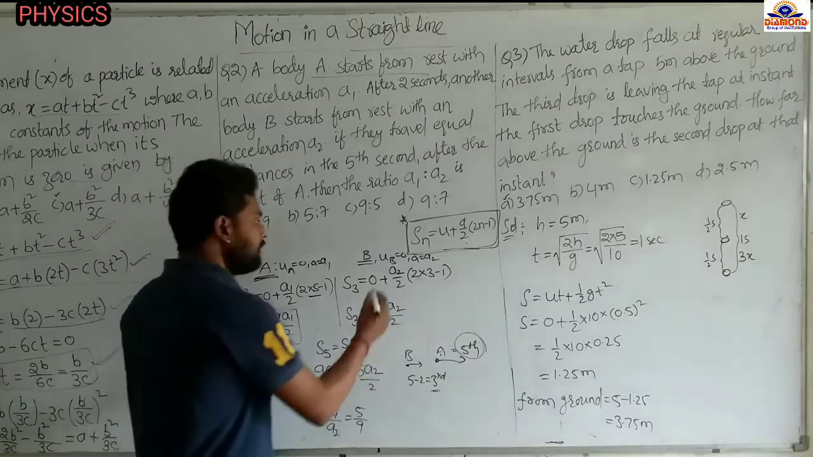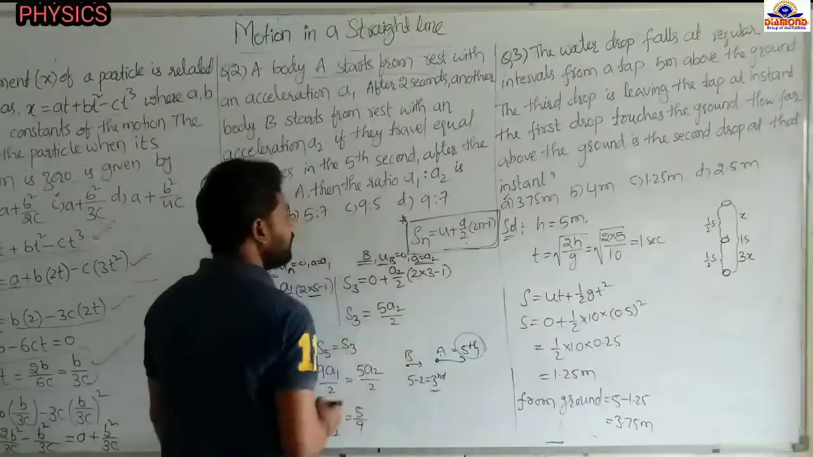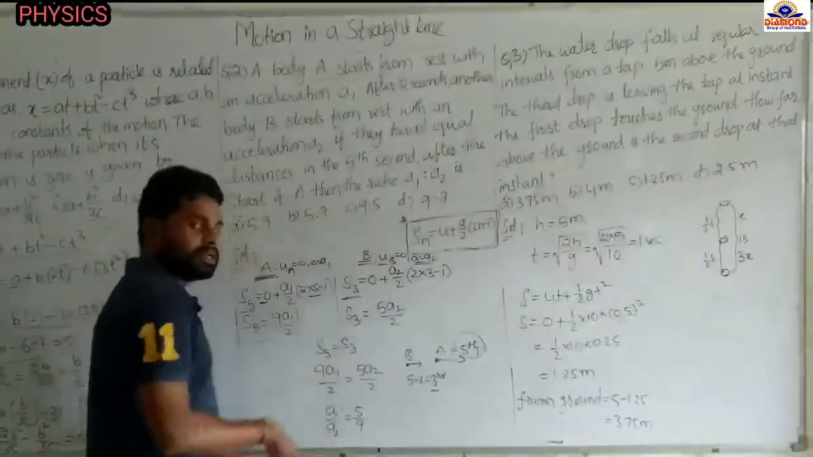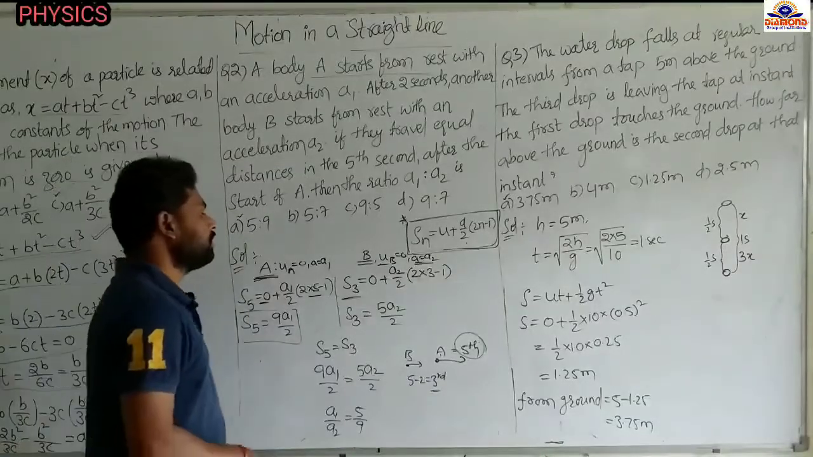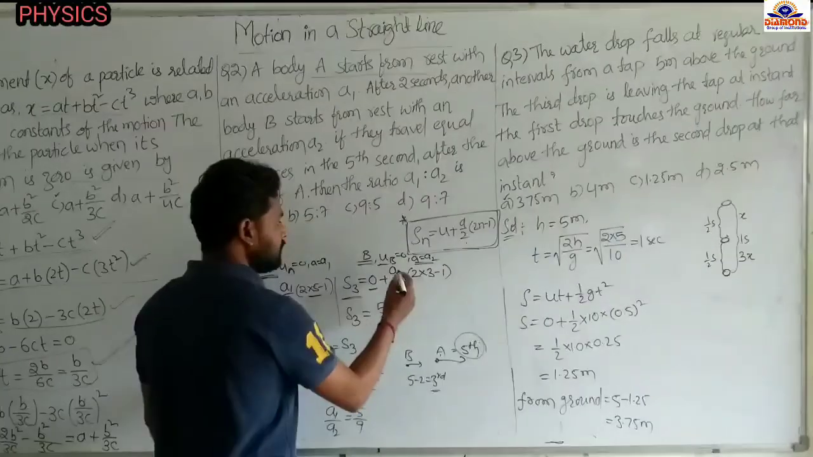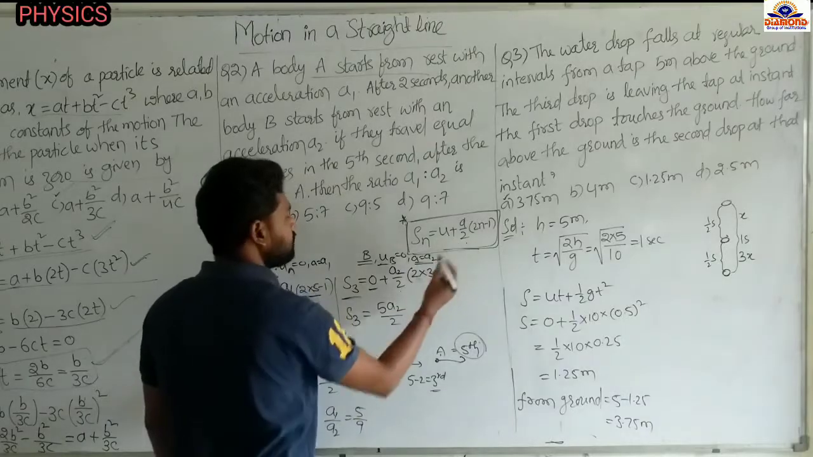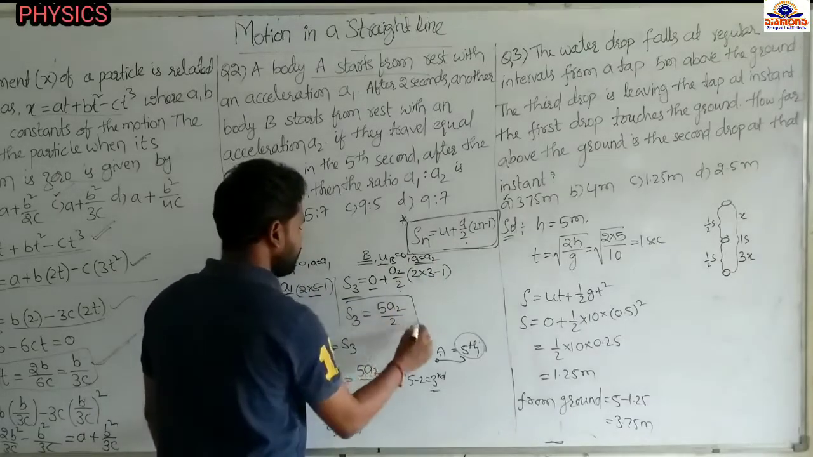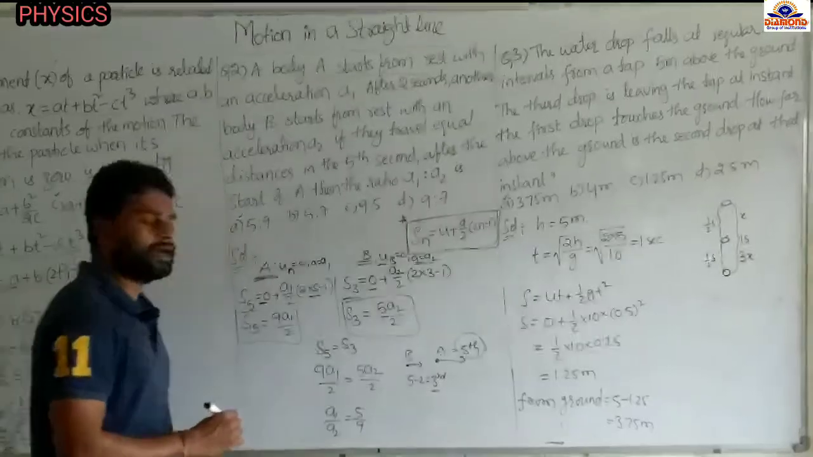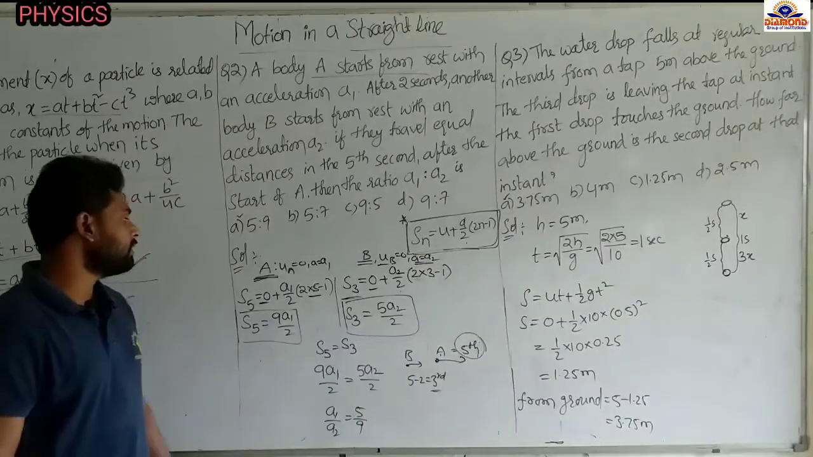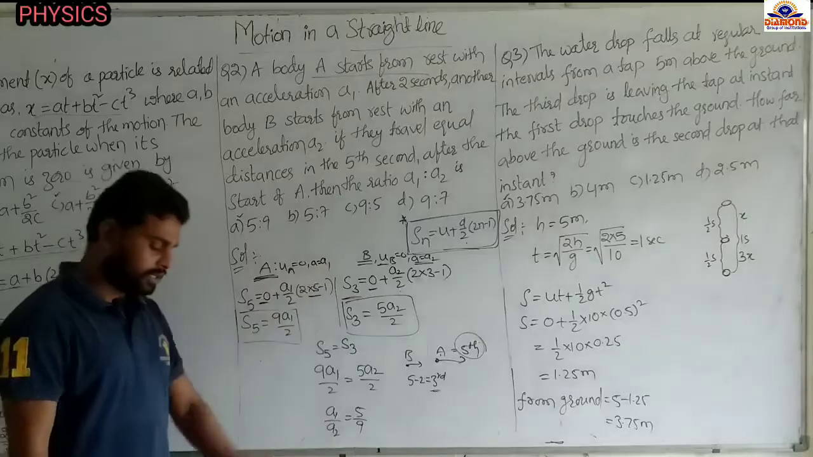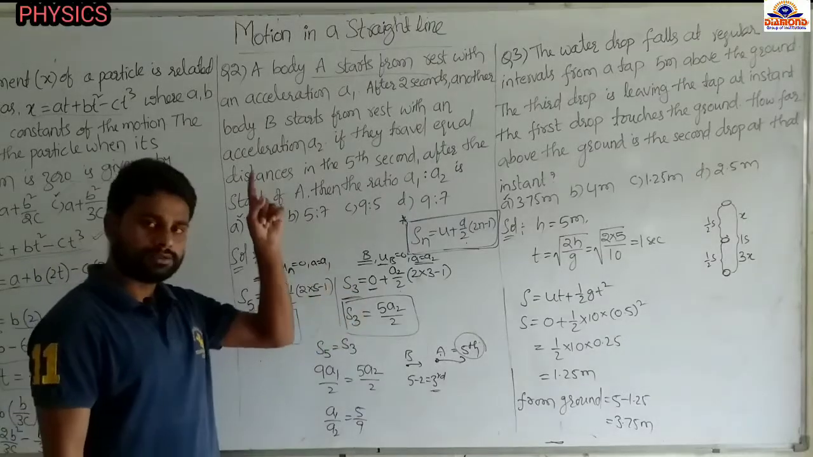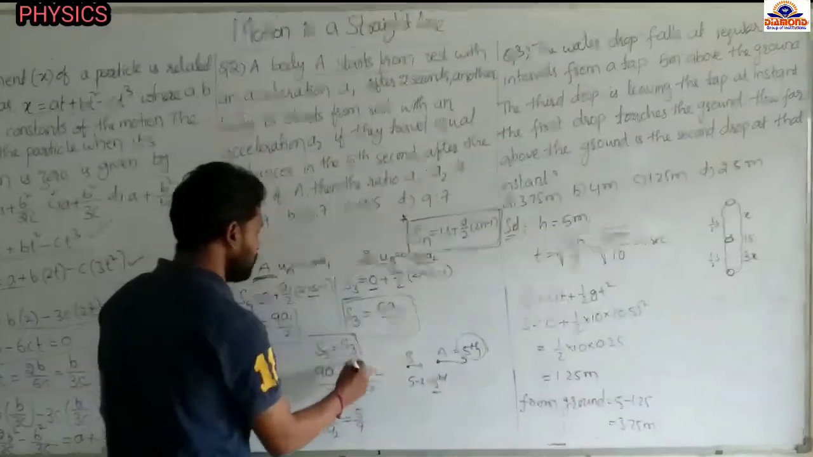Now B's initial velocity is 0, acceleration is a2. Now the 3rd second, the distance covered by the B particle. Initial velocity 0, acceleration a2 by 2 into 2n minus 1, 2 into 3 minus 1. On simplification we will get S3 equal to 5a2 by 2. The distance traveled by A in the 5th second is equal to the distance traveled by B in the 3rd second. So these distances are the same.